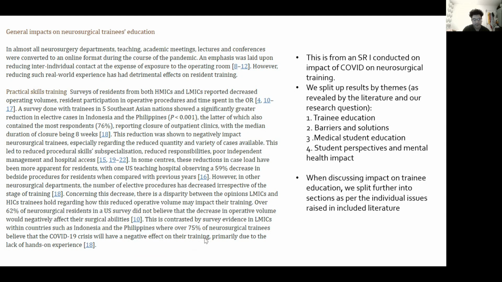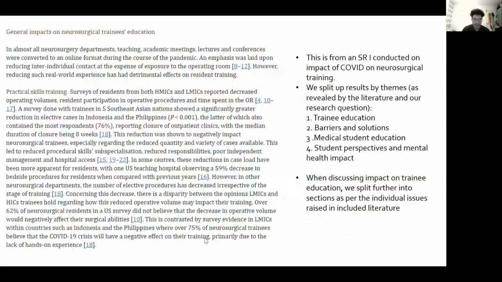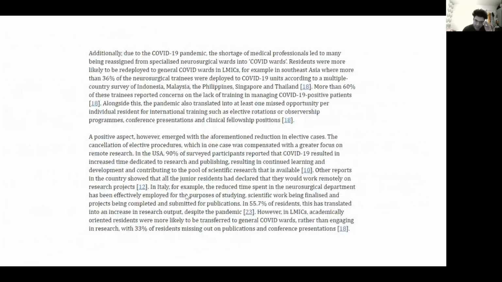So that's very important. Following on from this, there's practical skills training. Then there's also the fact that people didn't get to be on neurosurgical wards. They got shifted to COVID wards, and because of that, they didn't get to see as many patients, which took away from their training time. That's an impact that came up in the literature and is relevant to these patients.